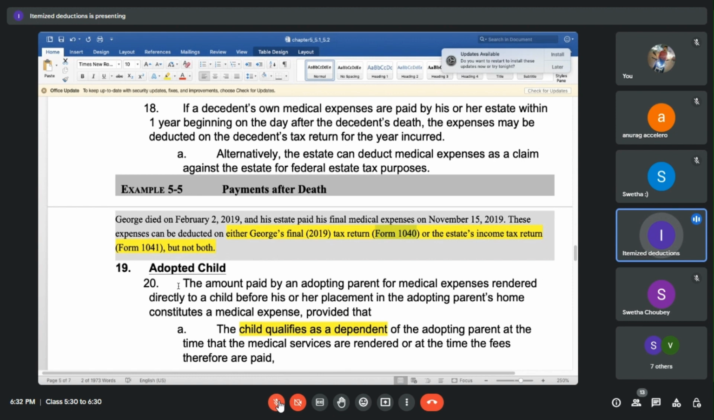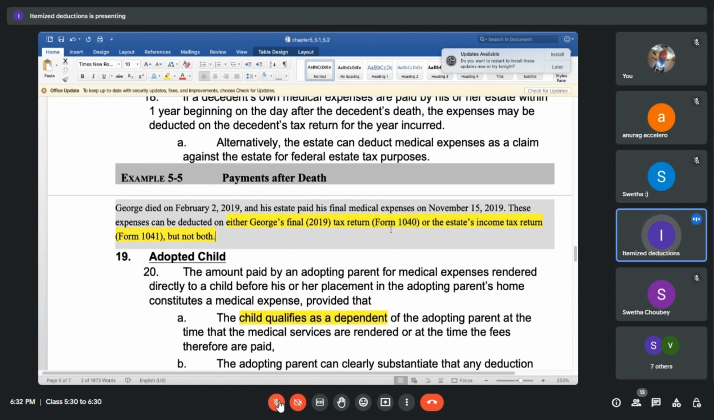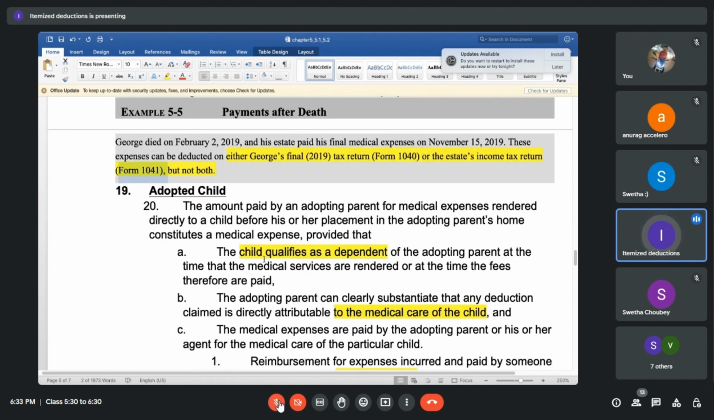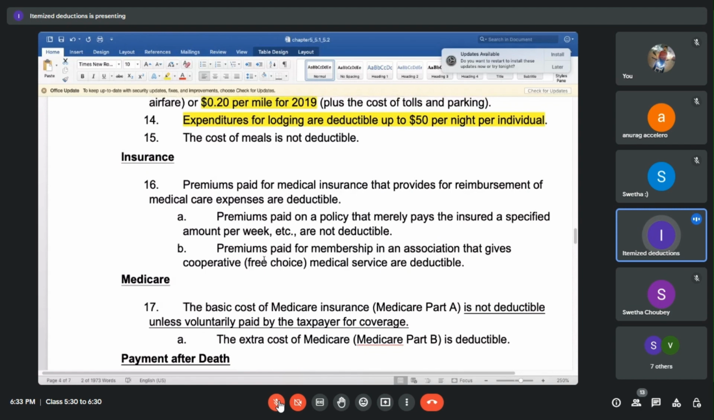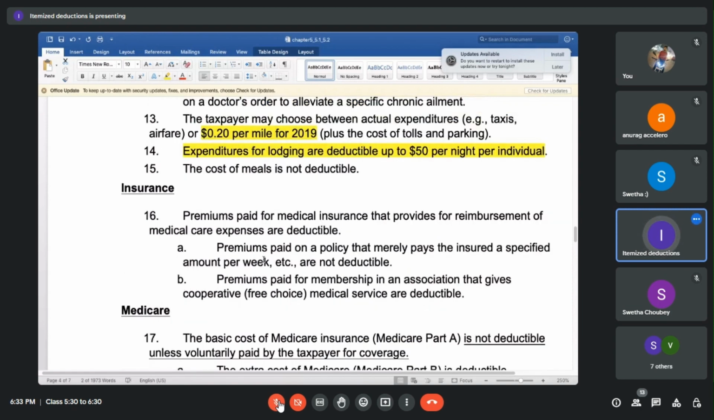Okay. So yeah, that's what we talked about. Either we take it on his final tax return because he died in the year 2019, or on the estate income tax return, because a lot of income may come in later and also they get added to the estate. And Form 1041 is what is filed for the estate taxes. So with that we take care of all the medical expenses. If anyone has any questions, we'll just take a pause for a minute.